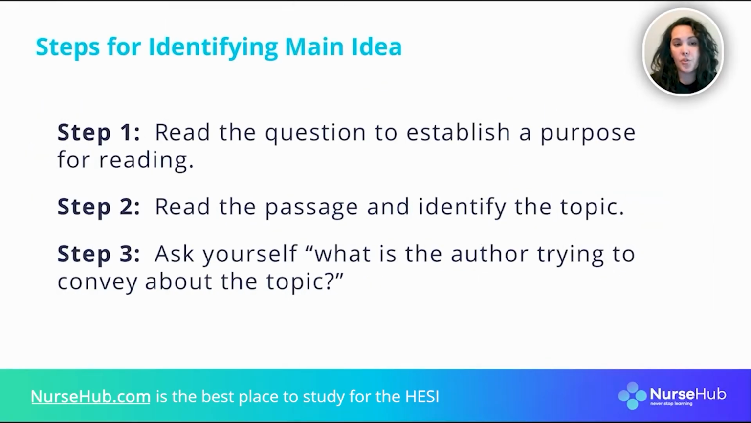So I've broken this down into 3 easy steps for you. So here are your steps for identifying the main idea. First, you got to read the question first. Always read the question first to establish your purpose for reading. You're going to then read the passage and identify the topic. And then what you're going to do is ask yourself, what's the author trying to convey about this topic? What are they trying to tell me?